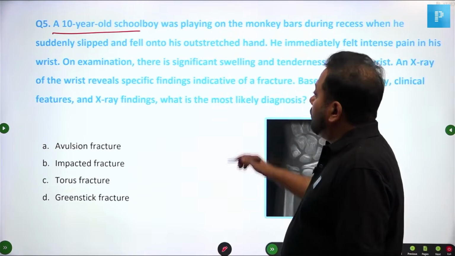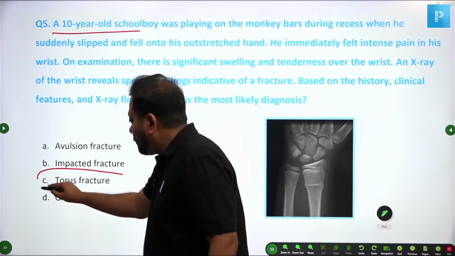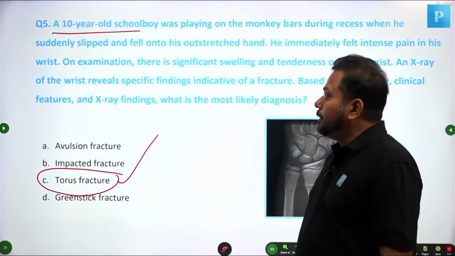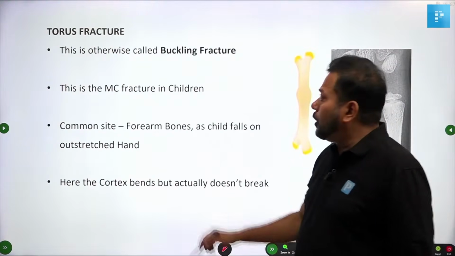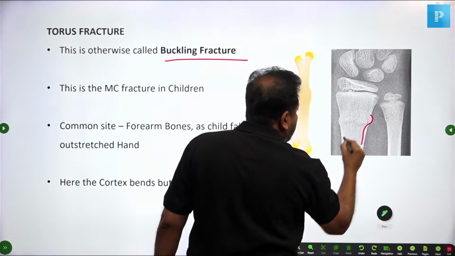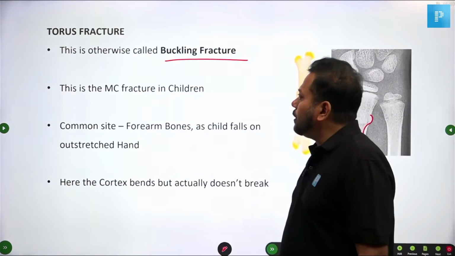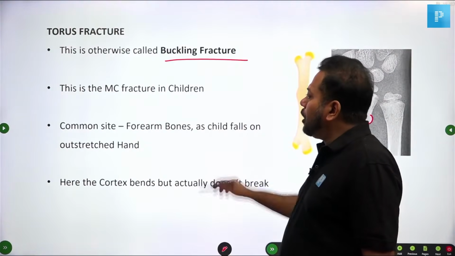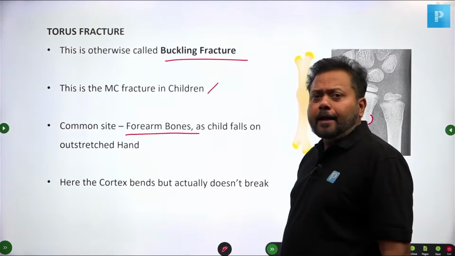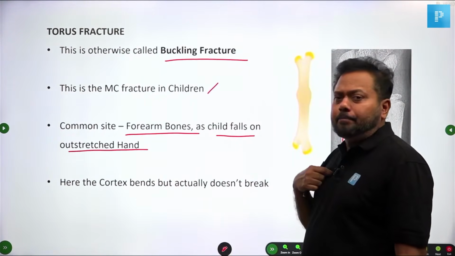Okay. So what is this fracture called? This fracture is called torus fracture, right? Torus fracture is otherwise called buckling fracture because you see here, this periosteum is buckled. This is the most common fracture in the children. Commonest site is forearm bones as the child falls on outstretched hand. Here the cortex bends and actually doesn't break.